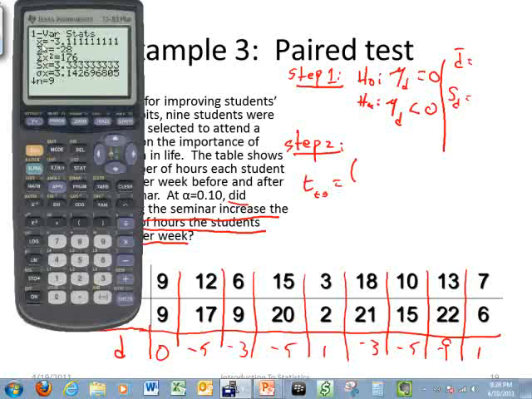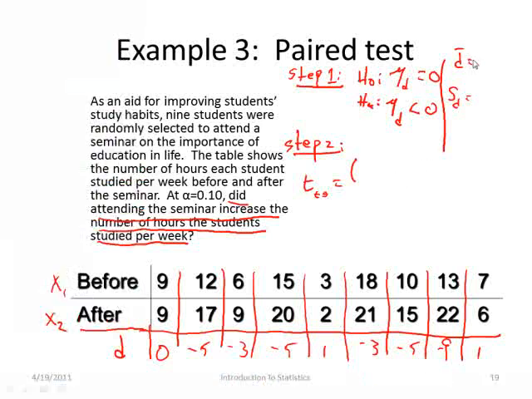So we have a mean of X, our D bar then is negative 3.11, and our standard deviation is 3.33. Is that what everybody came up with? All right. So we have negative 3.11 and 3.33.